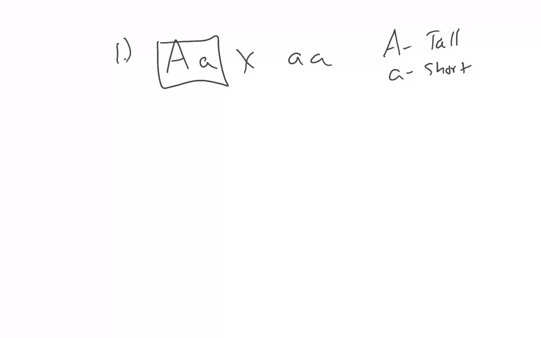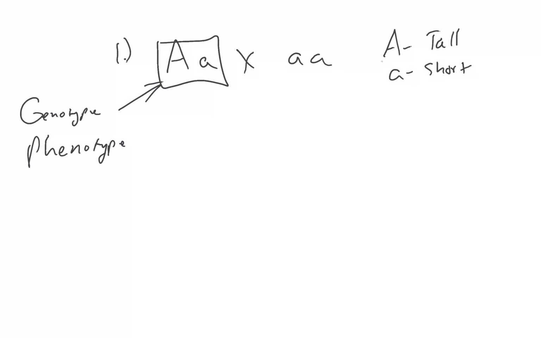So, the first type of problem is that I'm going to give you the letters. So in this case, big A, little a, crossed with something like little a, right? And I would tell you, okay, big A stands for being tall, and little a stands for being short. Okay, the genotype of this would be, so first you know the genotype. The genotype is just the letters. The phenotype is going to be what it looks like.